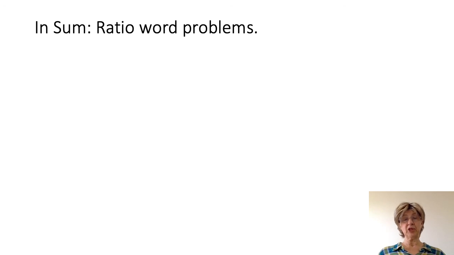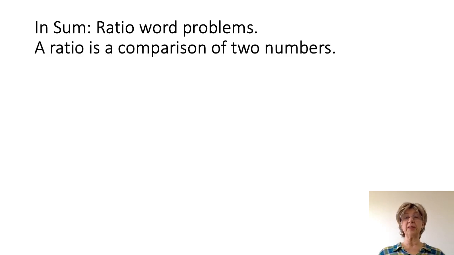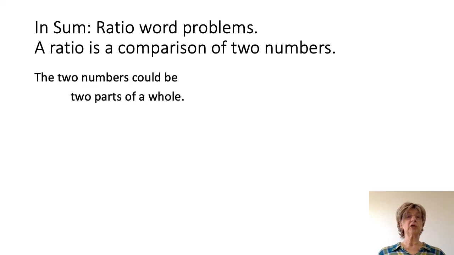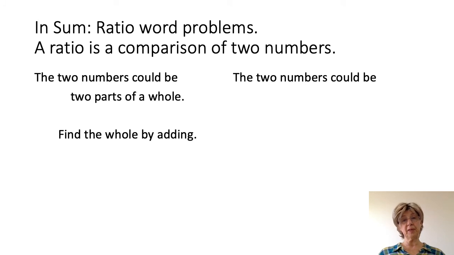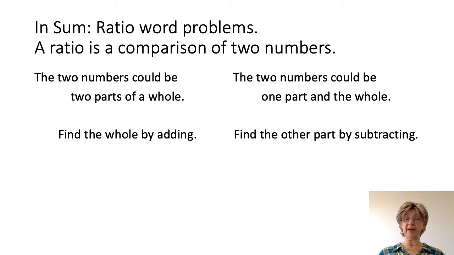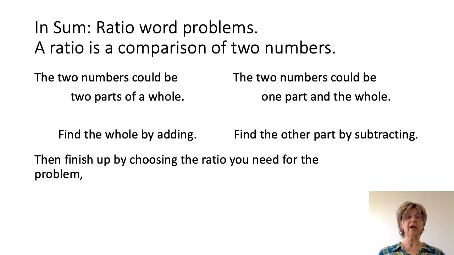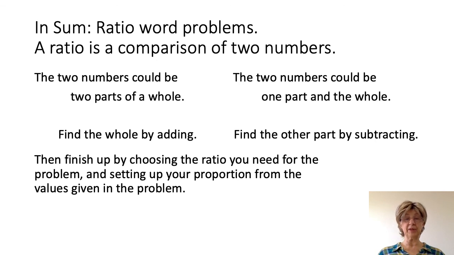In some ratio word problems, a ratio is a comparison of two numbers. The two numbers could be two parts of a whole. Find the whole by adding. The two numbers could also be one part and the whole. Find the other part by subtracting. Then finish up by choosing the ratio you need for the problem and setting up your proportion from the values given in the problem. That's all there is to that.